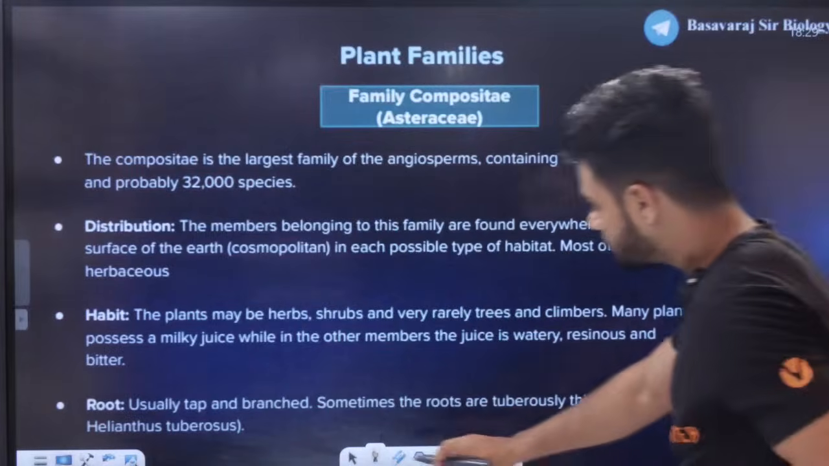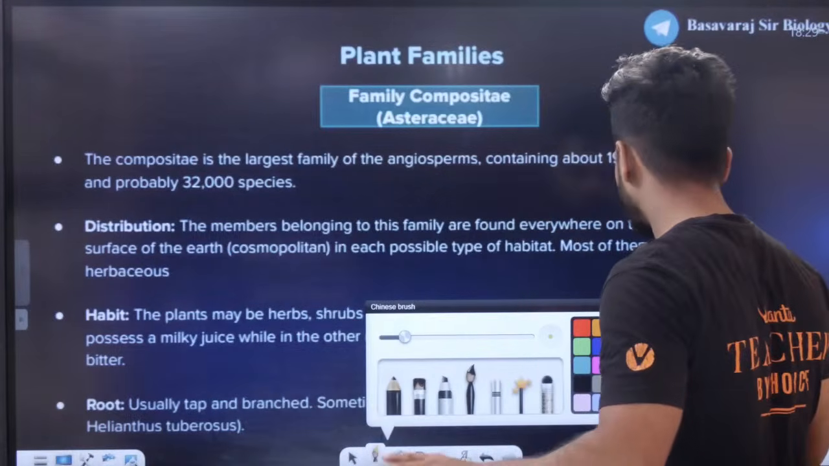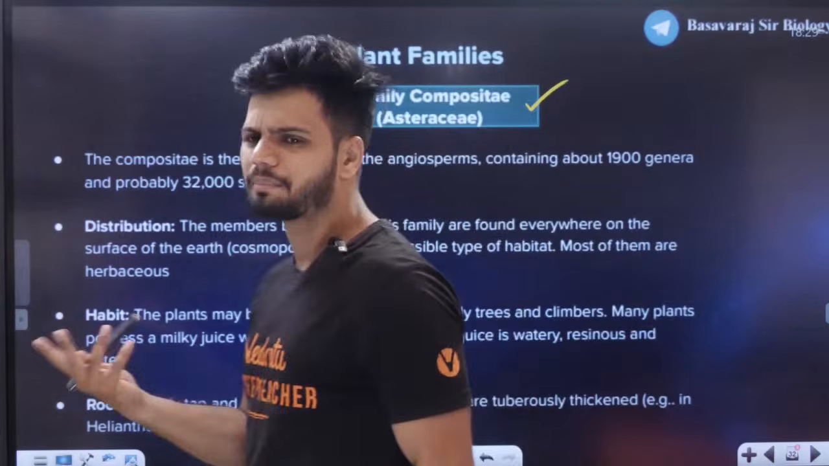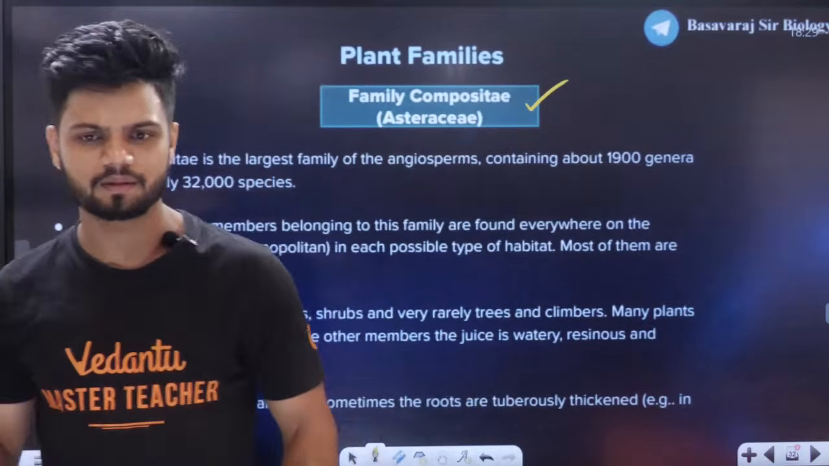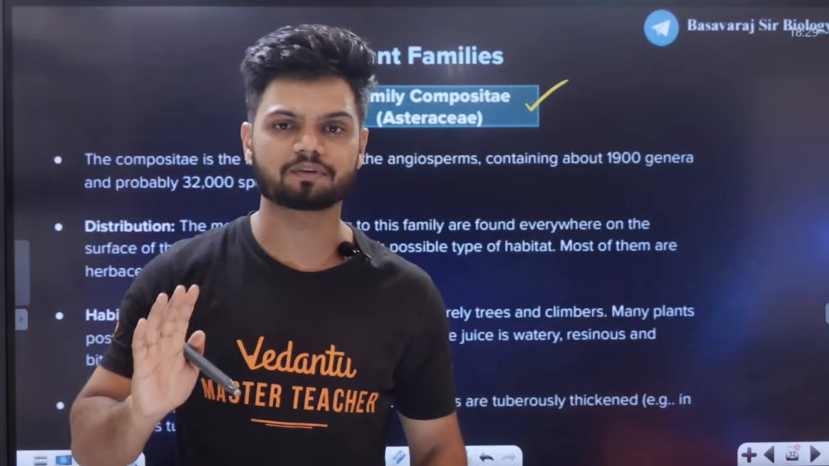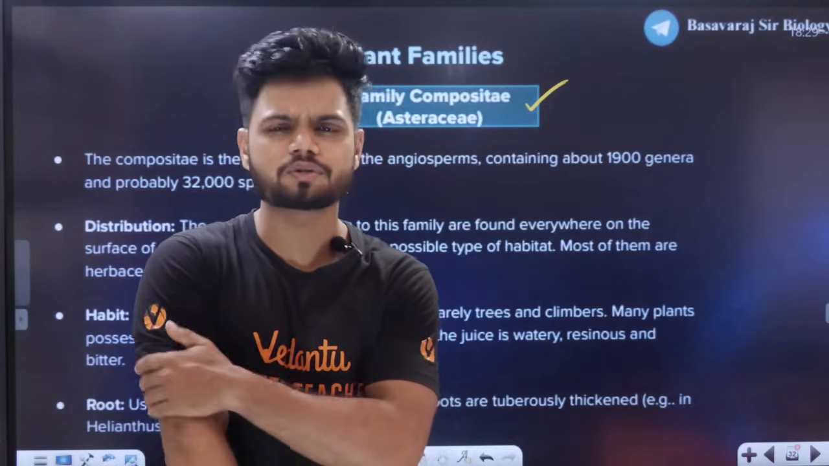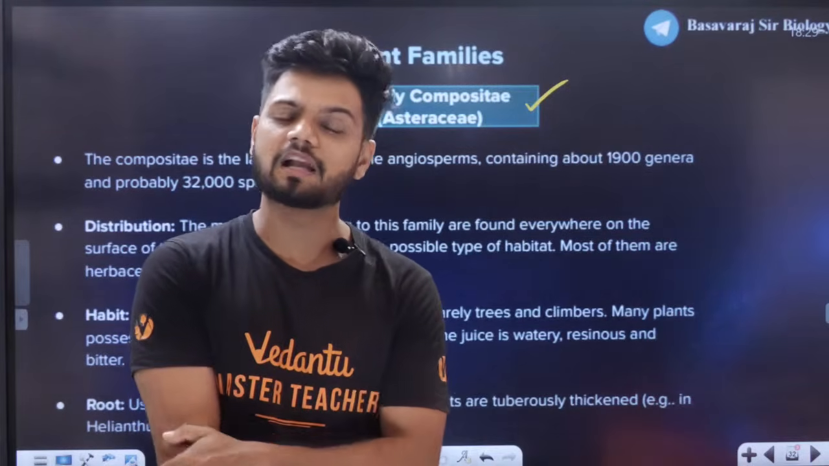Now students, we come to the last two topics. One is Compositae, and after this we have the Gramineae, also called Poaceae. There are only two things left. Okay, so can we start?